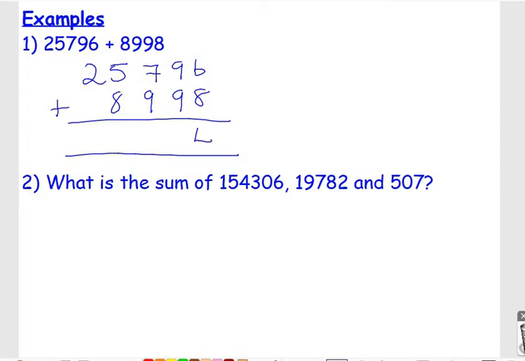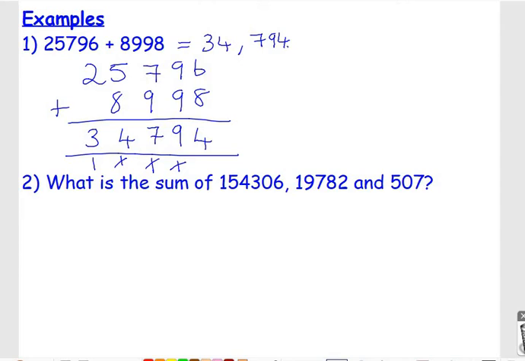Always starting on our units. 6 add 8 is 14, 4 down carry 1. 9 add 9 is 18, and the one we carried is 19. 9 down carry 1. 7 and 9 is 16, and the one we carried 17. 7 down carry 1. 5 add 8 is 13, and the one we carried 14. 4 down carry 1. 2 add 1 is 3. So equals 34,794.